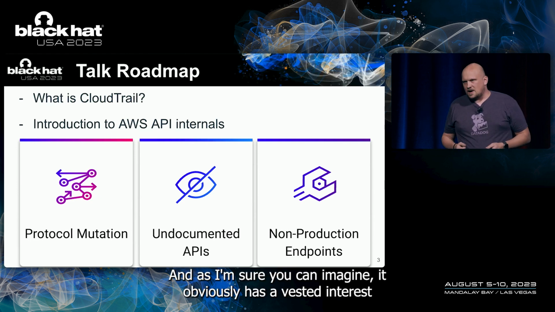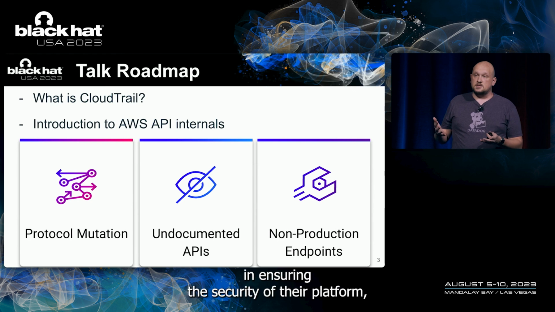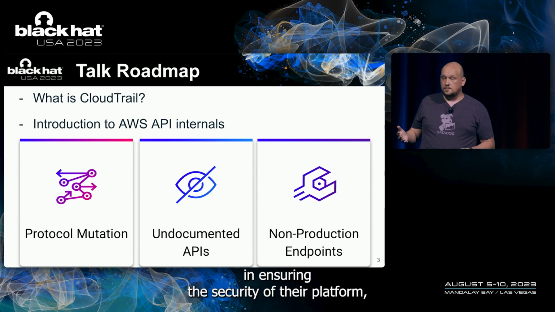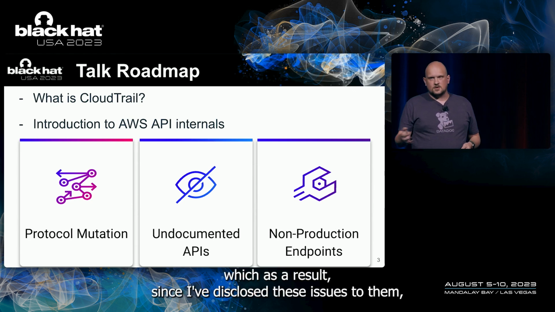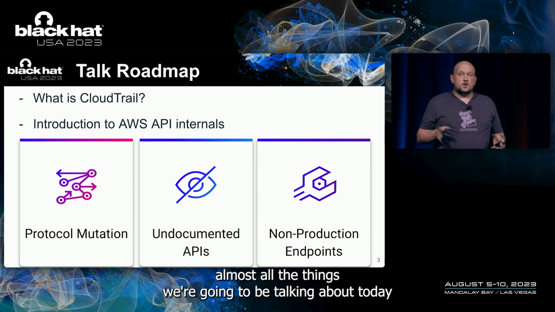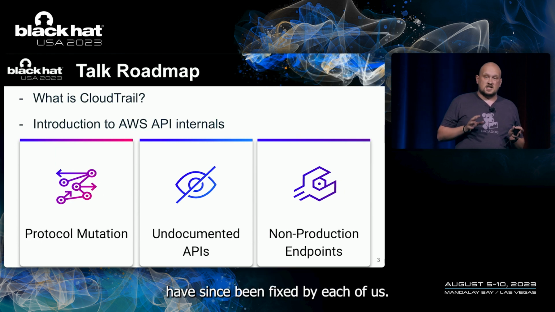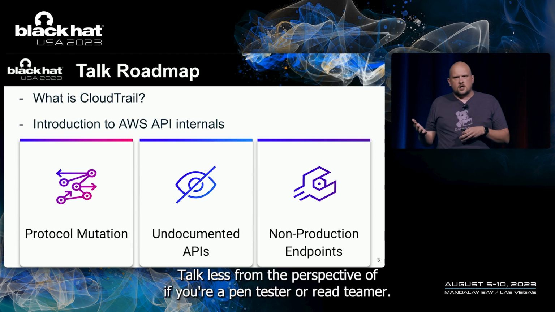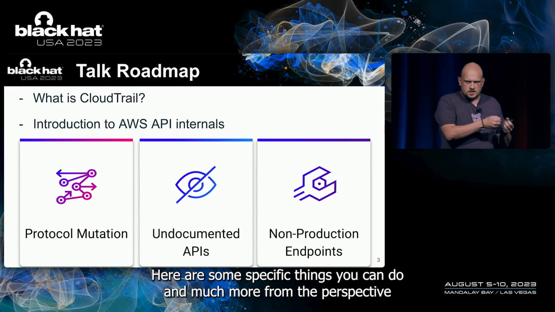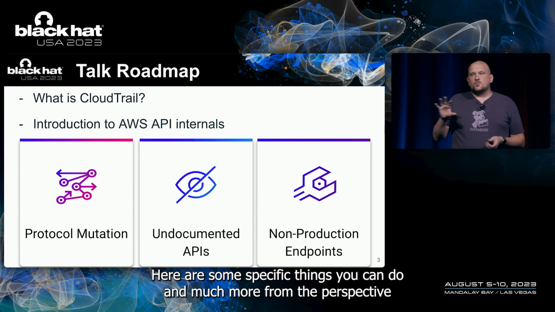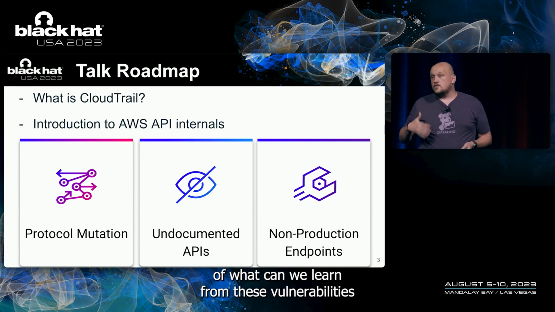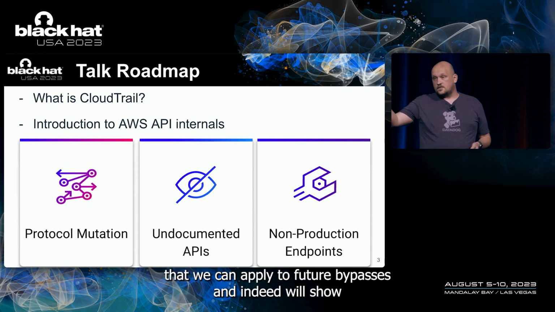And as I'm sure you can imagine, AWS has a vested interest in ensuring the security of their platform, which, as a result, since I've disclosed these issues to them, almost all the things we're going to be talking about today have since been fixed by AWS. So think about this talk less from the perspective of, if you're a pen tester or a red teamer, here are some specific things you can do, and much more from the perspective of what can we learn from these vulnerabilities that we can apply to future bypasses.